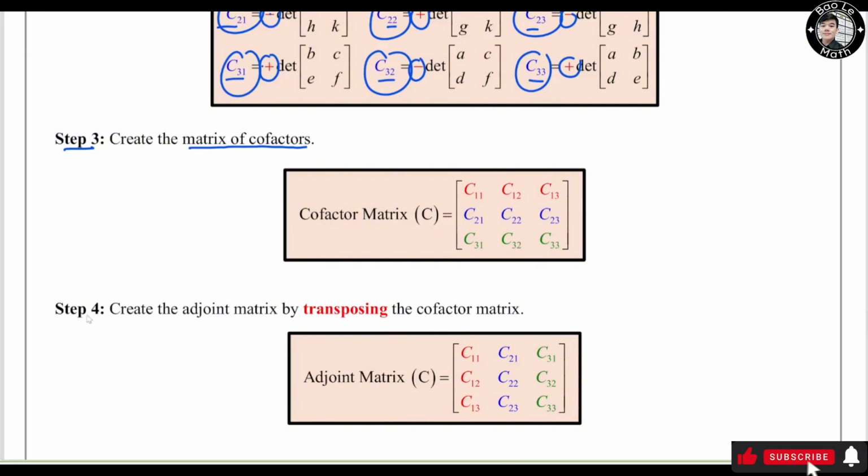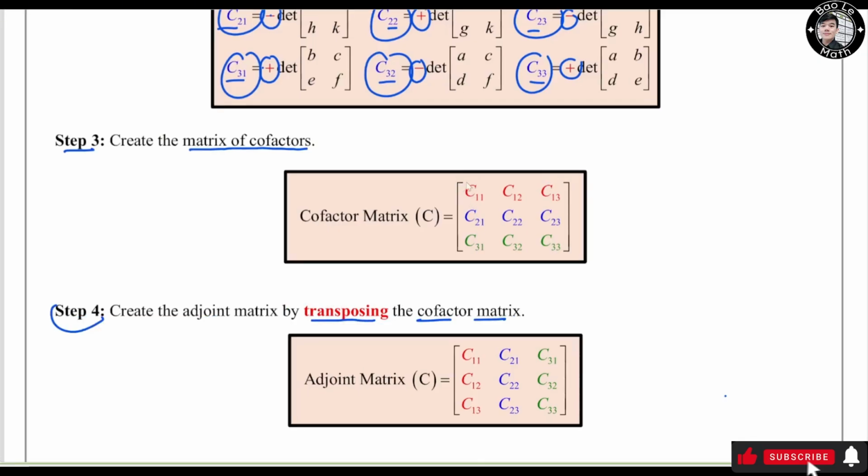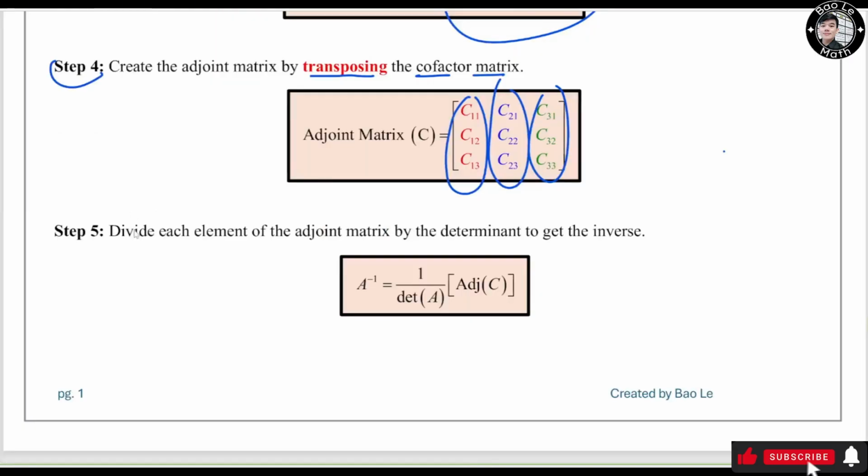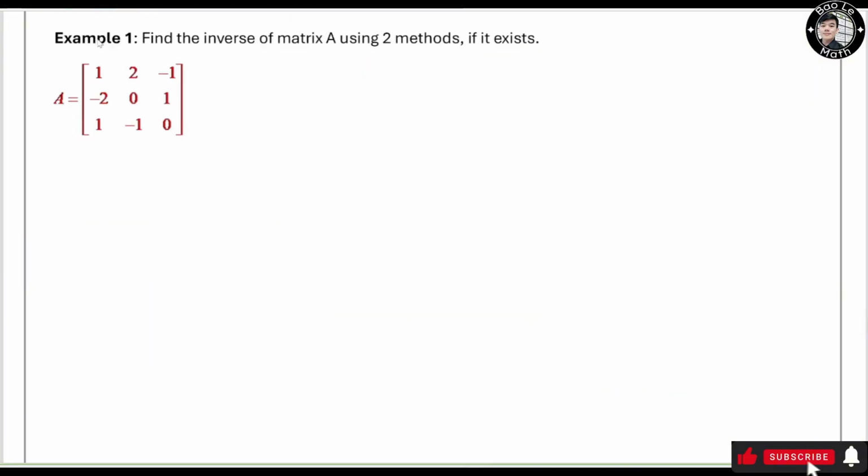Now, step number 4. Create the adjoint matrix by transposing the cofactor matrix, which means you're going to turn rows into columns. And the last step, you're going to divide each element of the adjoint matrix by the determinant to get the inverse. Now, let's take a look at example number 1. We need to find the inverse of this matrix A.